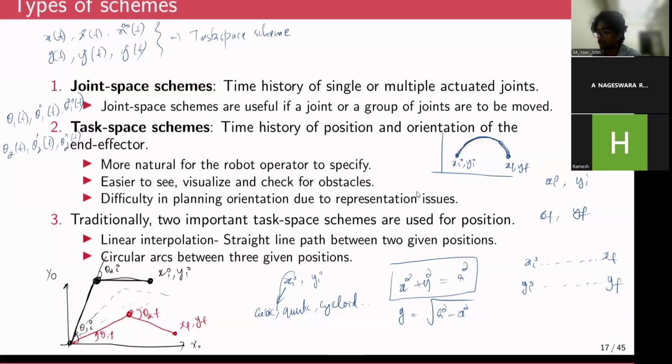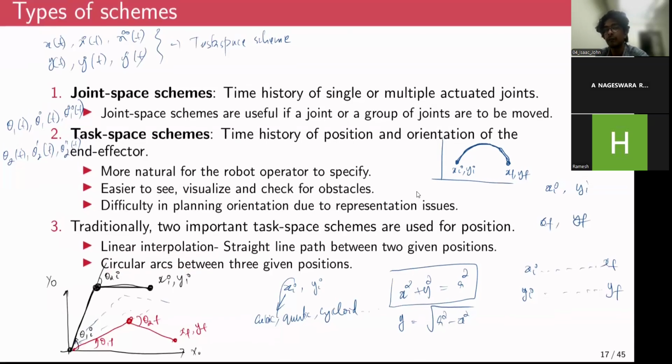Either you can do that, or you can do this linear interpolation, like a straight line, where x would be following maybe a cubic or a quintic trajectory, but y would be following a straight line. But just like a cubic trajectory, it will gradually start from zero acceleration, zero velocity, gradually increase, and then gradually close down. So depending upon your preference, you can either use linear interpolation or circular arcs, if you're employing this task space scheme.